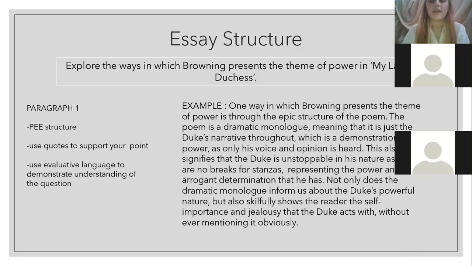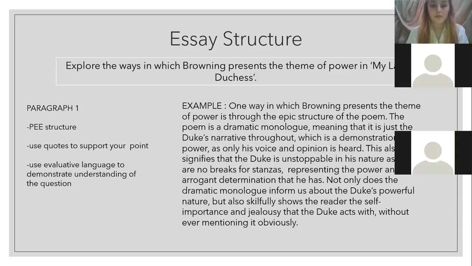As an example here, I wrote, one way in which Browning presents the theme of power is through the epic structure of the poem. The poem is a dramatic monologue, meaning that it is just the Duke's narrative throughout, which is a demonstration of his power, as only his voice and opinion is heard. This also signifies that the Duke is unstoppable in his nature, and there are no breaks to stanzas, representing the power and arrogant determination that he has.